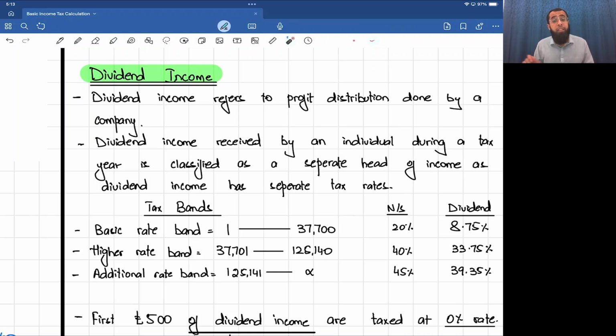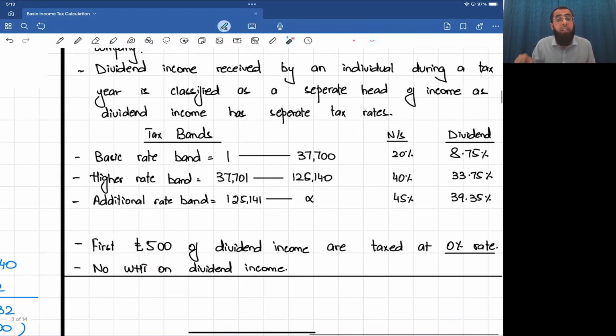So what is dividend income? Profit distributions done by the company. Now, when an individual is getting those profit distributions, it is called dividend income. It's taxed under its own separate head. Dividend income has its own tax rates. First 500 pounds of the dividend income is taxed at 0%. On dividend income, there is no withholding tax. You get the entire amount, just like the trading income or the property income.